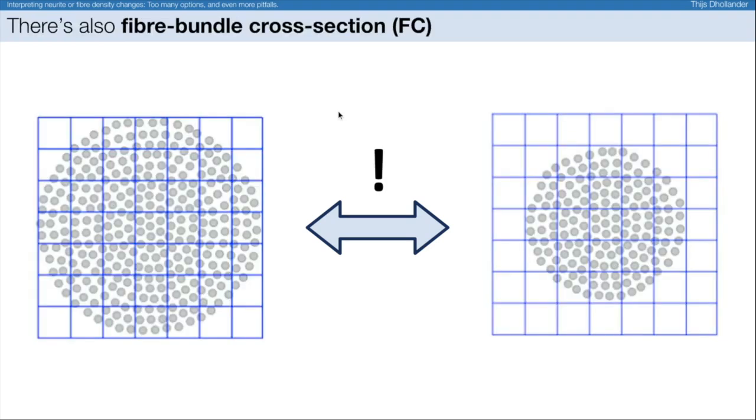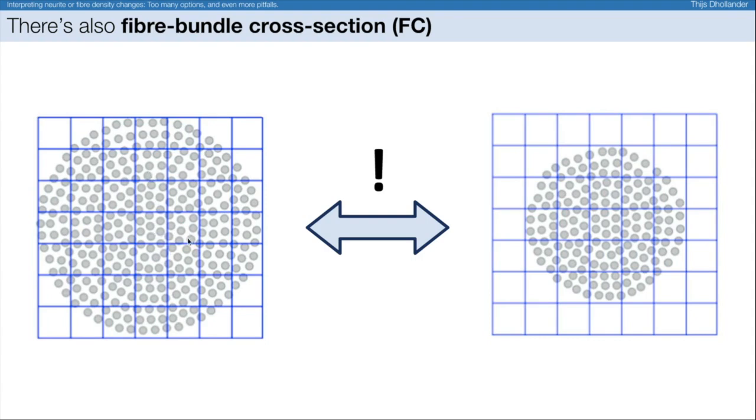There might, for instance, be more voxels. The blue grid here represents voxels. Now we have here a grid 7 by 7, and there a different one. And what do we see? Well, within this bundle here, and within this bundle of axons there, the density is actually the same.